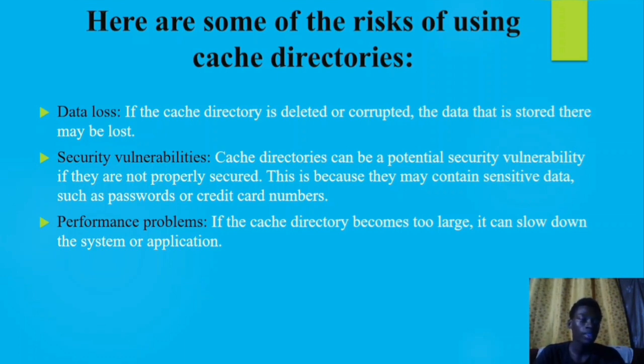Then the second one is security vulnerabilities. Cache directories can be a potential security vulnerability if they are not properly secured. This is because they may contain sensitive data such as passwords or credit card numbers. Performance problems, that is the third one. If the cache directory becomes too large, it can slow down a system or application.